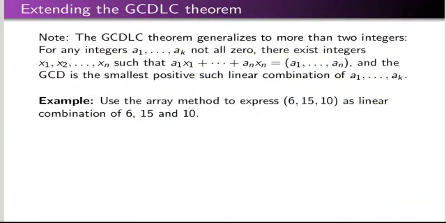Okay, now this theorem can extend to more than two elements. If I want to find the GCD of k different integers, then in fact it's true that there exist integers x1 through xn such that the linear combination here is the GCD. And once again, the GCD is the smallest positive such linear combination. So for example, let's show how the array method would work for the GCD of 6, 15, and 10, and expressing it as a linear combination of these.